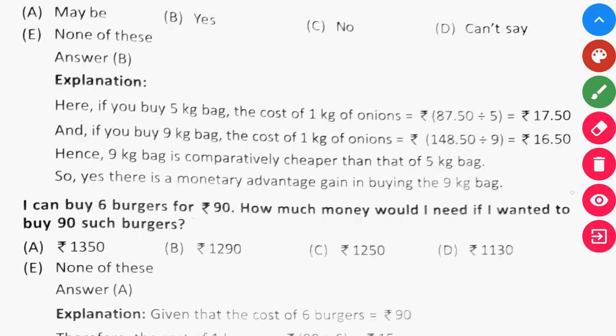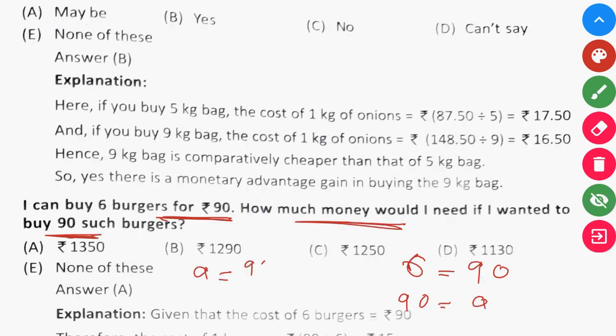Now, I can buy 6 burgers for 90 rupees. How much money would I need if I wanted to buy 90 such burgers? Again, there are two methods. Find the cost of one burger, then find the cost of 90 burgers, or instead do the cross multiplication. So 6 burgers you are getting for 90 rupees, so 90 burgers for A rupees.